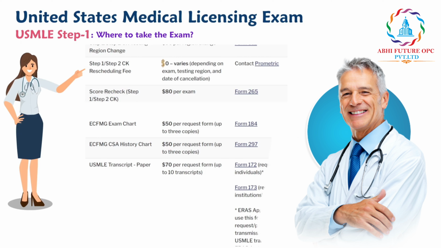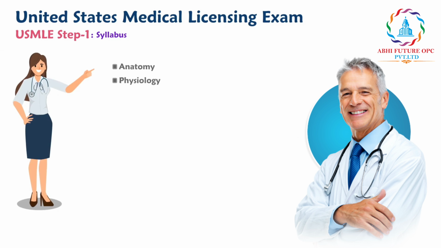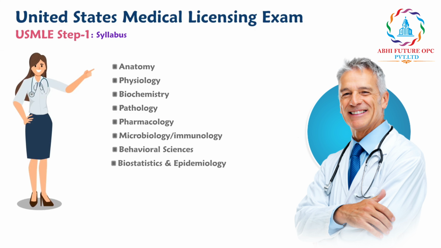So after knowing in detail about the USMLE eligibility as well as the fee details, what exactly is the USMLE Step 1 syllabus? As I already mentioned earlier, the disciplines which are covered in the USMLE Step 1 are core subjects like anatomy, physiology, biochemistry, pathology, pharmacology, microbiology and immunology, behavioral science, biostatistics and epidemiology. Right? These are the main subjects which will be covered in the USMLE Step 1 exam. So this is what you need to know about USMLE Step 1.